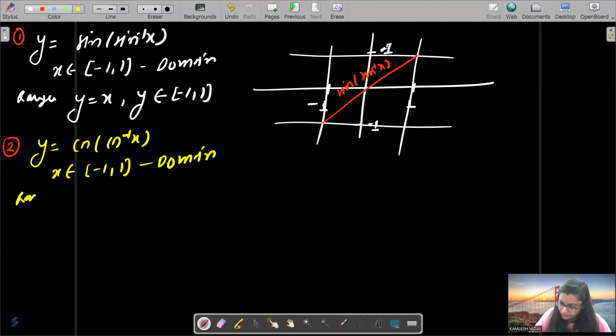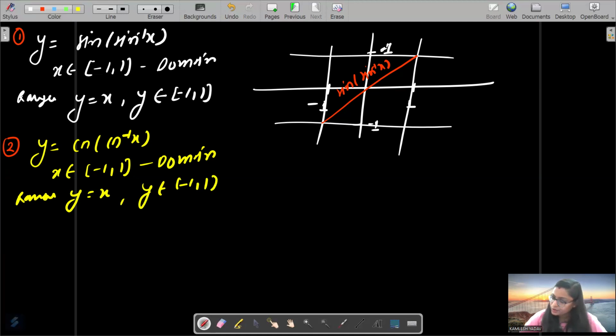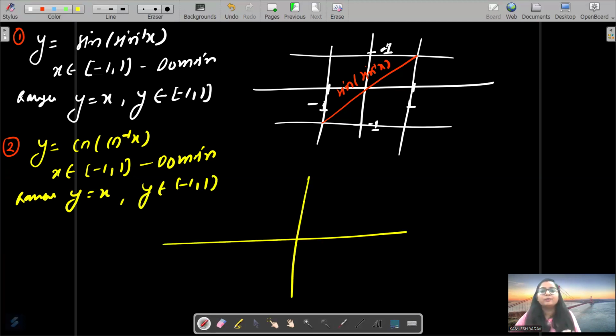And what about the range? The range is also y is equal to x. So y belongs to where? -1 to +1. So the graph is a very simple way. It should be plotted only where x belongs to -1 to +1 and y belongs to -1 to +1. Actually, y is equal to x.